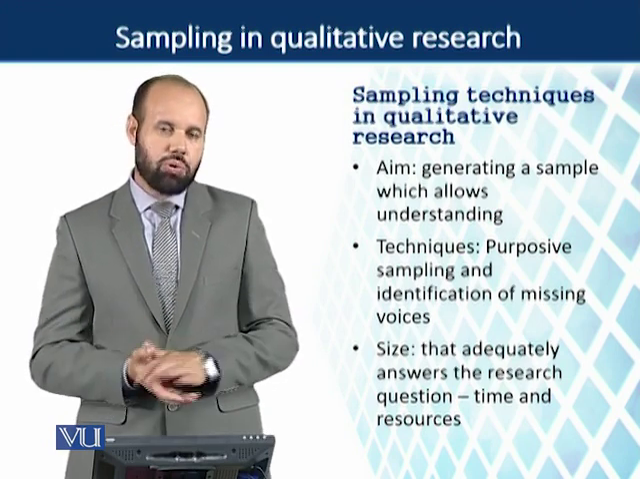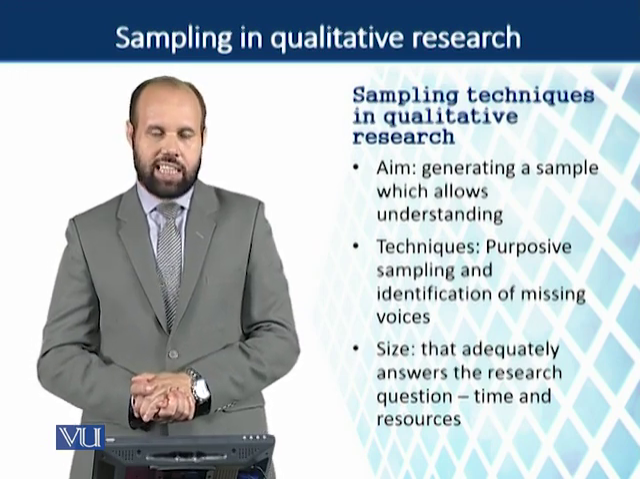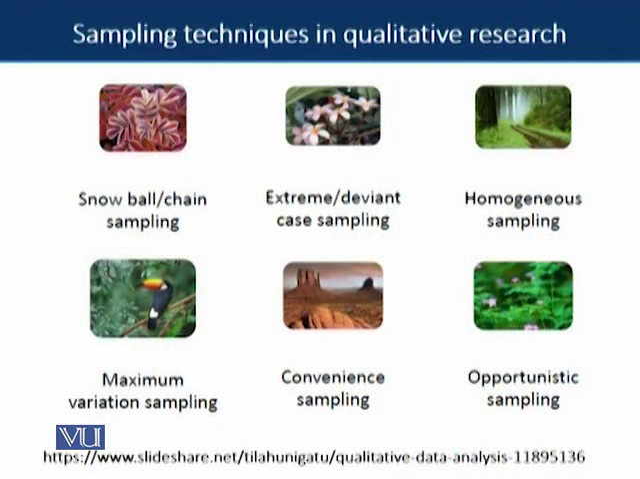Now let me take you to the most commonly used sampling techniques in qualitative studies. The first one is snowball and chain sampling. Snowball sampling is when you select a sample and that sample further refers you to some other sample, like a snowball. That's also called chain sampling, when your sample takes you to another sample.